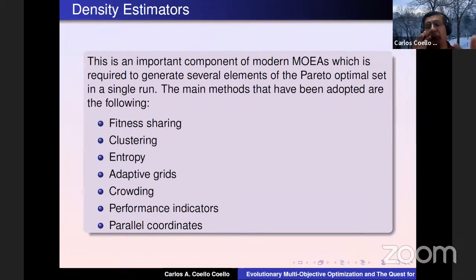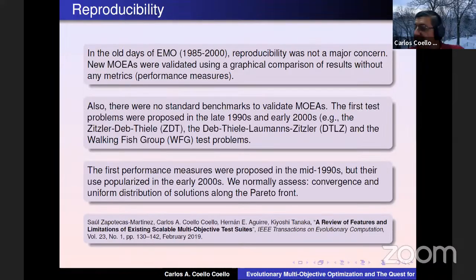Some of these density estimators are not scalable. For example, adaptive grids are intended only for 2 objectives. Others are scalable, like clustering or performance indicators or parallel coordinates. Okay, let's get to reproducibility.